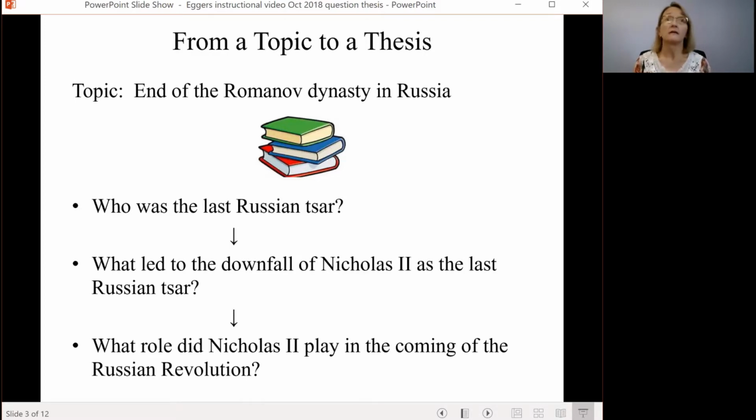Now, as you read the historical literature, what people have written about Nicholas II and what his contemporaries have written about him, you will probably begin to see that there's some differing opinions about the role that he played. His contemporaries, the people who knew him and lived at the same time, had different ideas about his reign as Tsar. And historians who have studied that time period and studied Nicholas II also have differing opinions. That's what we mean when we say an argumentative kind of question. That last question, what role did Nicholas II play in the coming of the Russian Revolution, is an argumentative question.